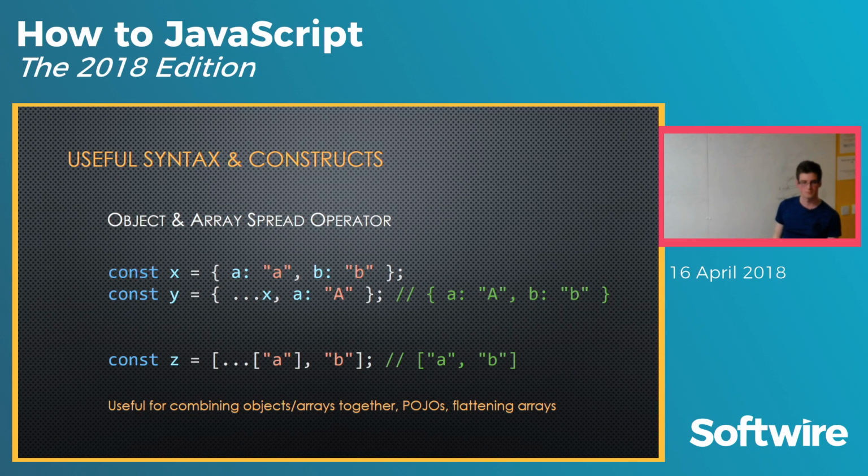Shallow copy or deep copy? Shallow copy, yeah. So it's also useful for cloning objects as well. And you can do the same with arrays, a bit less useful, but you can basically flatten arrays using it. Yeah, it's quite useful working with POJOs as well, and just combining things together. I find it surprisingly useful.